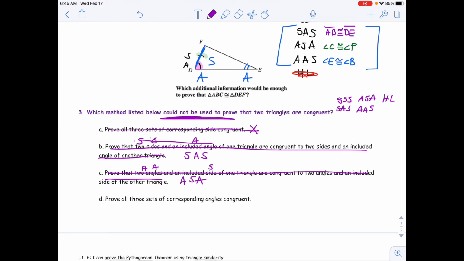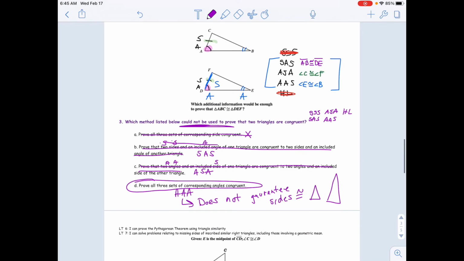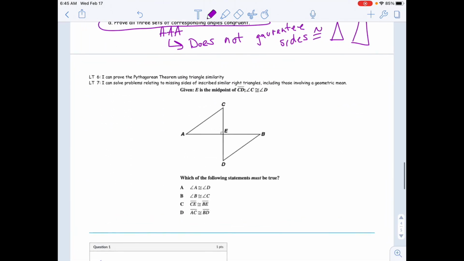And then the last one is prove all three sets of corresponding angles are congruent. That would just be angle, angle, angle. That does not work. Remember, angle, angle, angle does not guarantee sides congruent. All right, and again, just really quickly, you could have two equilateral triangles, one big, one small, not congruent.